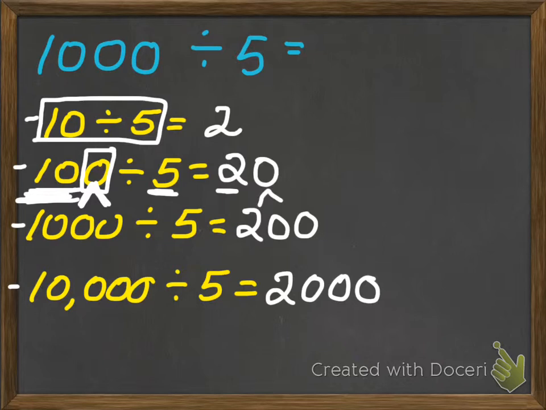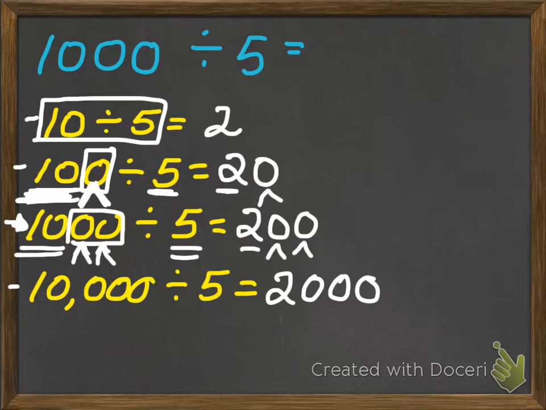Okay, so I'm going to do the same thing right here on 1,000 divided by 5. I'm going to underline the fact family, 10 divided by 5. I'm going to ignore those 2 zeros for a minute. So right now I'm going to just ignore that they're there, and all I'm going to concentrate on is 10 divided by 5. 10 divided by 5 is 2. Then I annex those zeros, adding them back on to my answer, and I get 200.